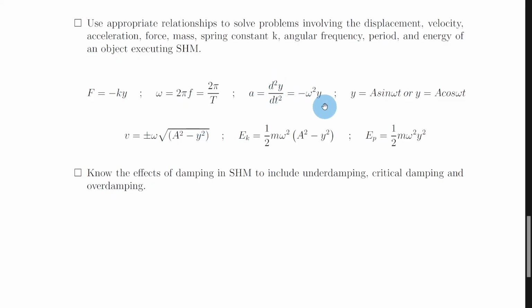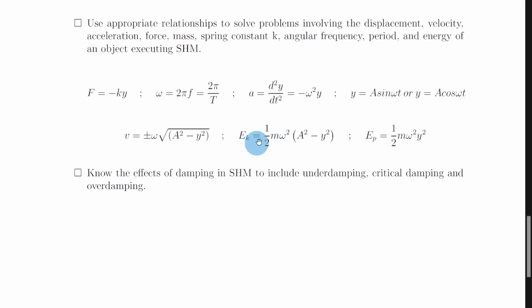And likewise, you need to be able to find the maximum acceleration of an object undergoing SHM. So remember, maximum acceleration would be found from a equals minus omega squared times A, where y equals A at the maximum amplitude from the equilibrium position. Because remember, that is where the value of acceleration will be biggest, where the object is either slowing down or speeding up away from the maximum amplitude. So we can say that maximum acceleration is equal to omega squared times A, the amplitude.